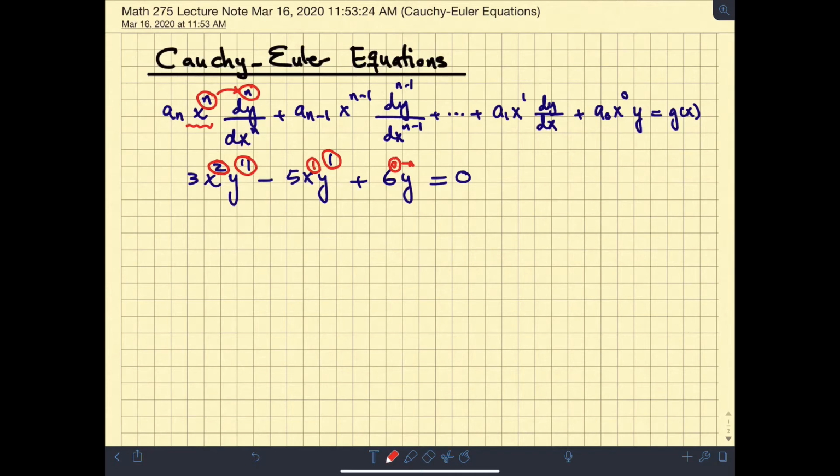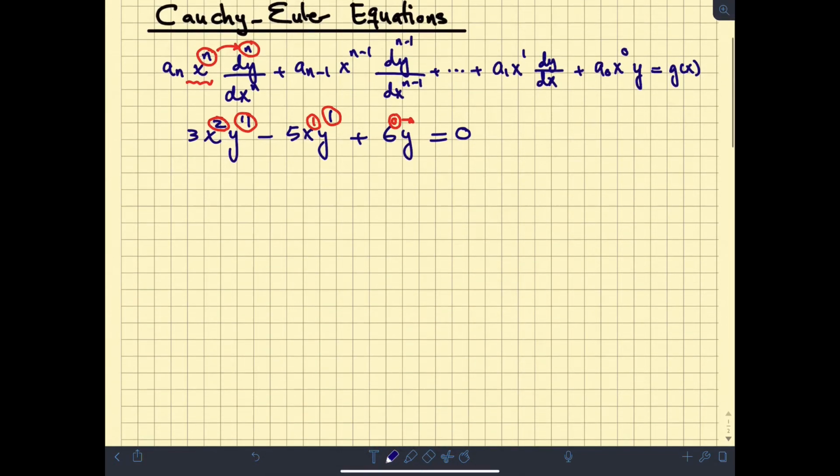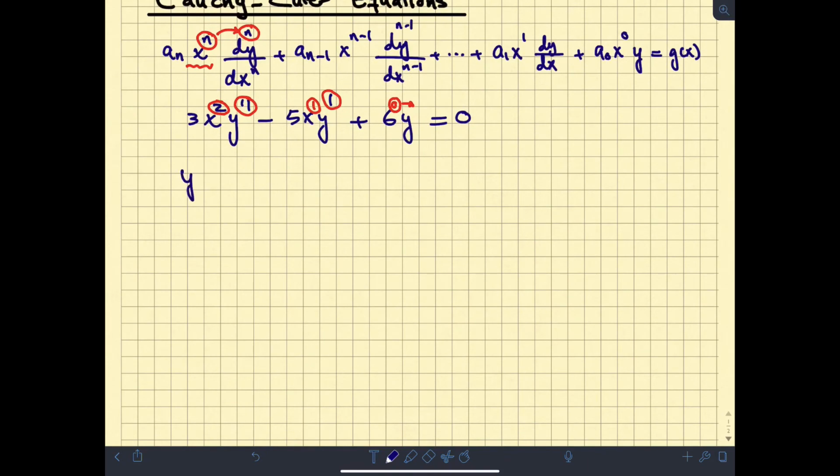So any non-constant coefficient differential equation where the power of the coefficient matches the order of the derivative, as I've shown you here, can be solved by making the fundamental guess that y is equal to x to some power m. This is the fundamental guess for Cauchy Euler equations.